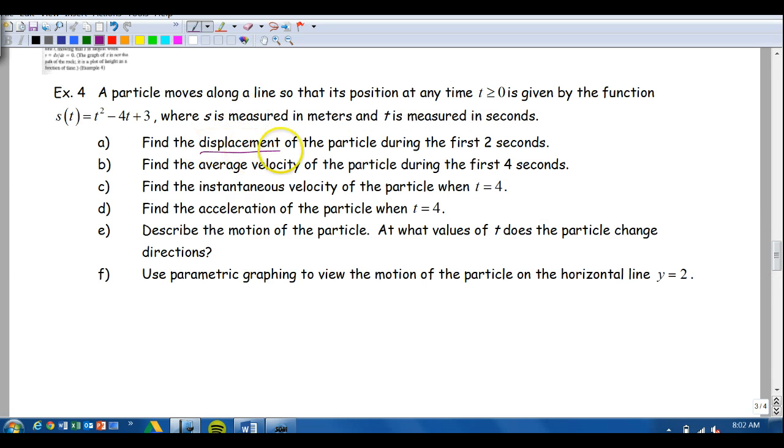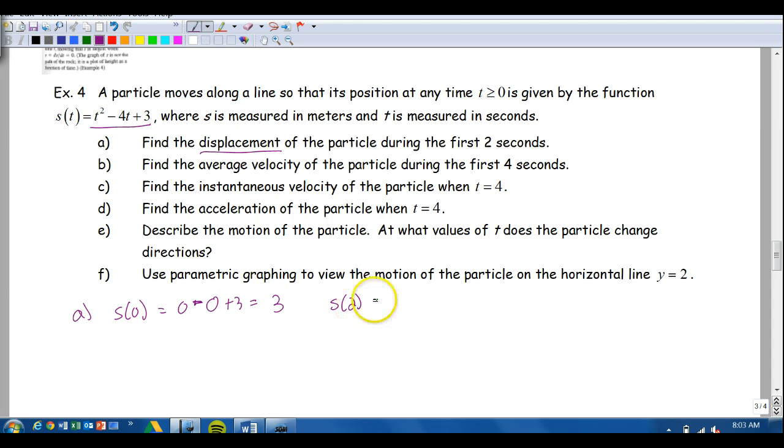Displacement, again, means how did it move during the first 2 seconds for this particle that is modeled by t squared minus 4t plus 3 anytime starting at t equals 0. So in order to know how it moved, we first have to find out its starting point. It didn't start at 0. When you put a 0 into the equation, you get 3.